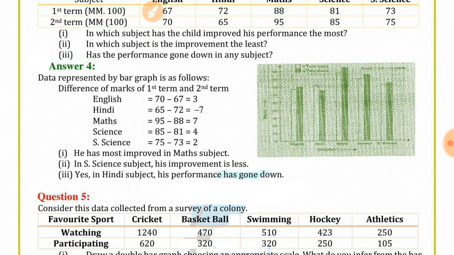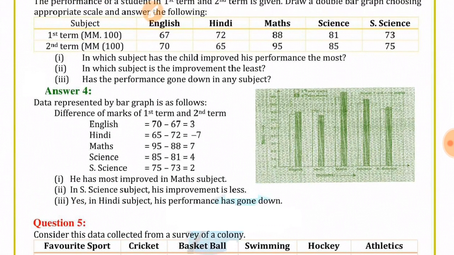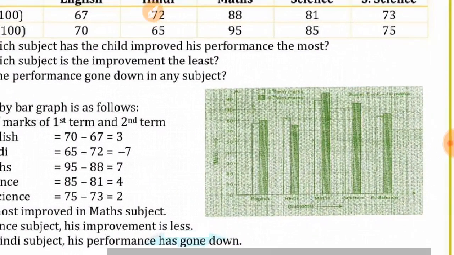So third question, has the performance gone down in any subject? Yes, gone down, because it is in Hindi, because it becomes a -7. Okay, so how the bar graph it is, that we can go into study.